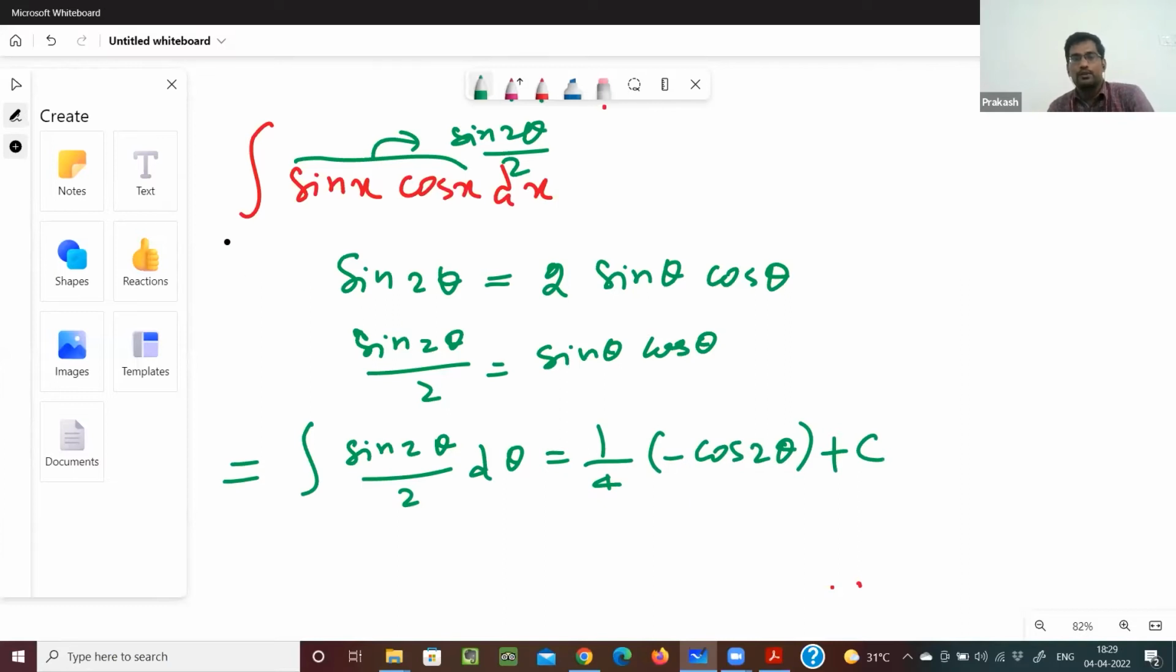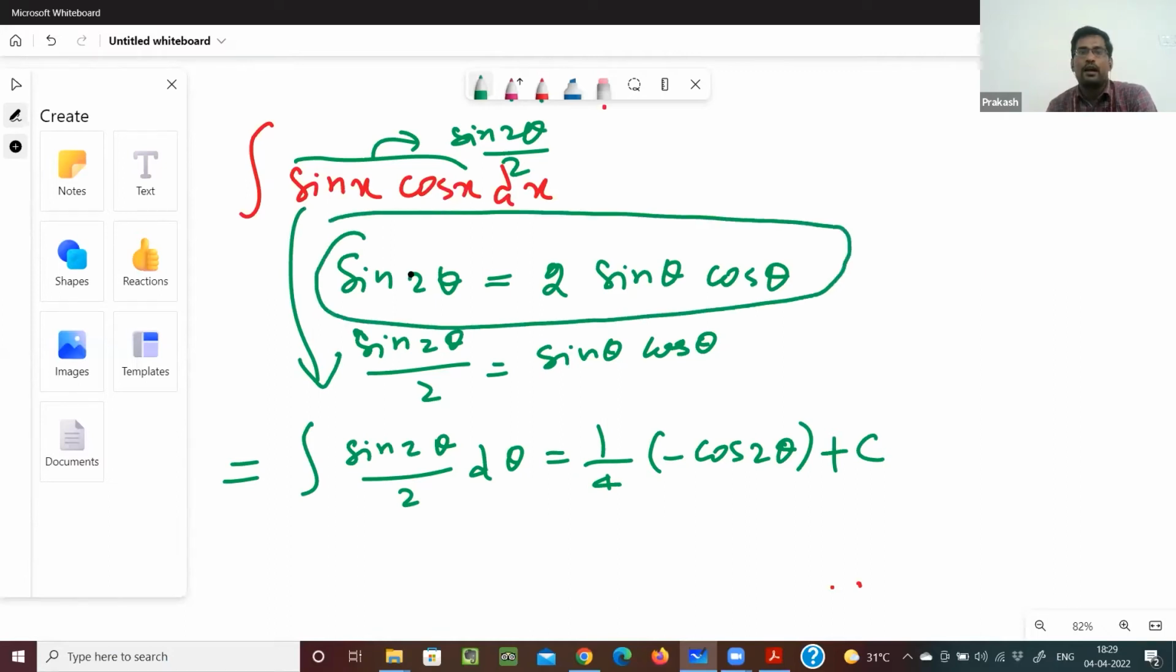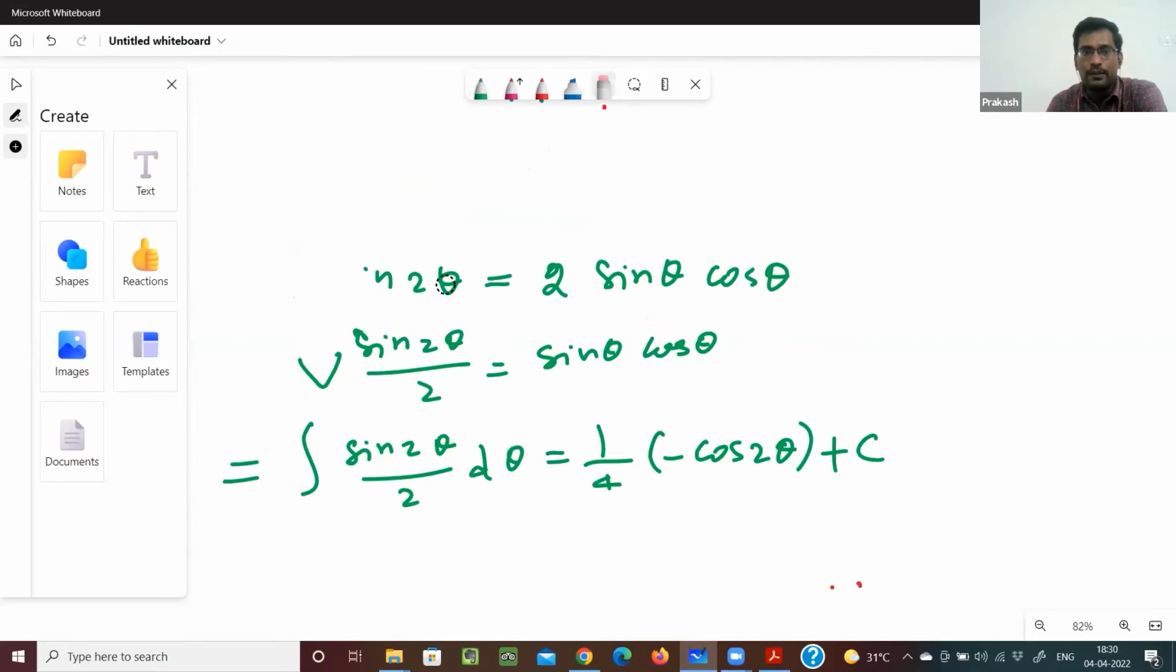So you see, how to rewrite this is very important, because suppose we don't know this identity, then this integral we can't easily find. Only if you know the trigonometry identities can we directly evaluate the integral value. Otherwise it is very difficult. So now I will take another example, a simple example.